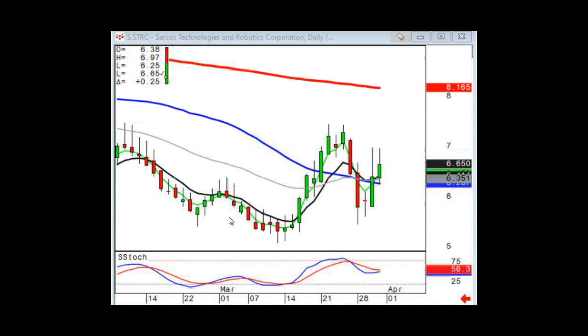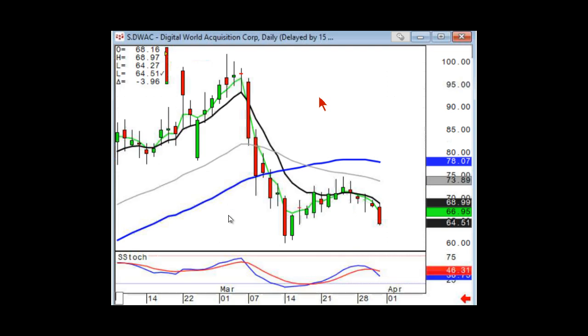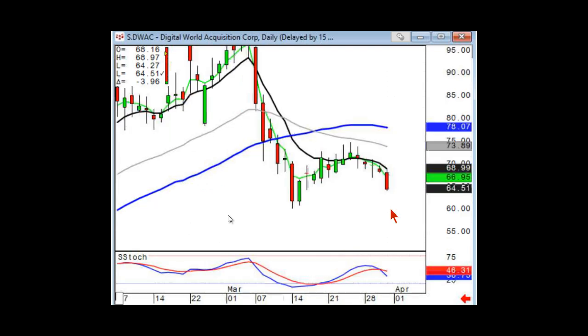All right. Okay, I guess that's about all we got for tonight. So let's backtrack here a little bit. DWAC is a very strong short on weakness tomorrow.